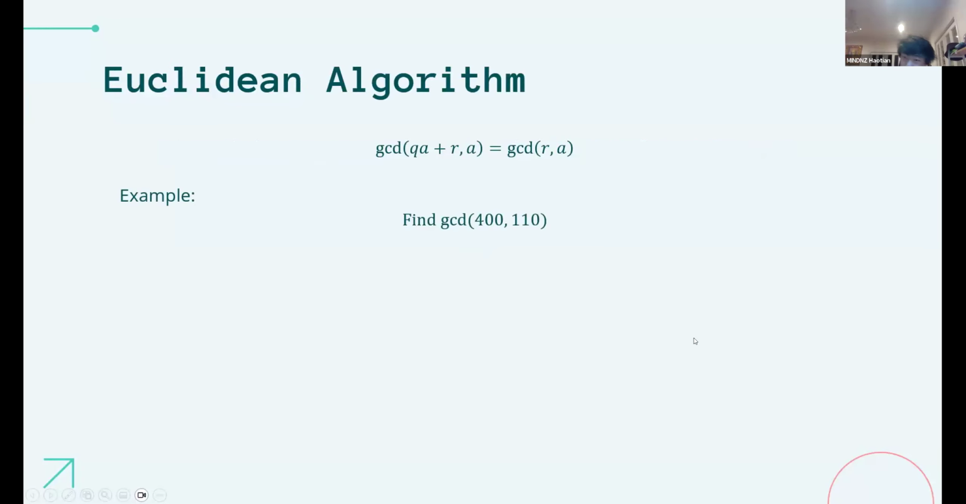Next we will move on to new theory. This is called the Euclidean algorithm, and it states that the GCD of Q times A plus R and R is equal to the GCD of R and A. If anyone is unsure what GCD means, you might also know it as HCF, highest common factor. The GCD of two numbers A and B is the greatest common divisor of A and B. So you look at the numbers that divide A and B, and then you take the biggest one.